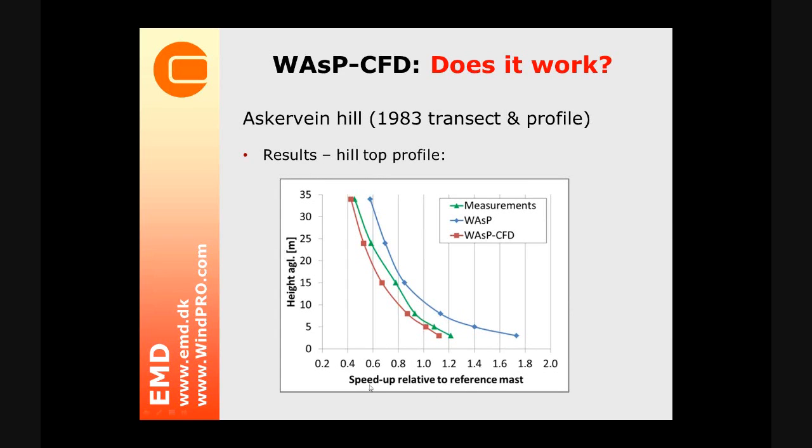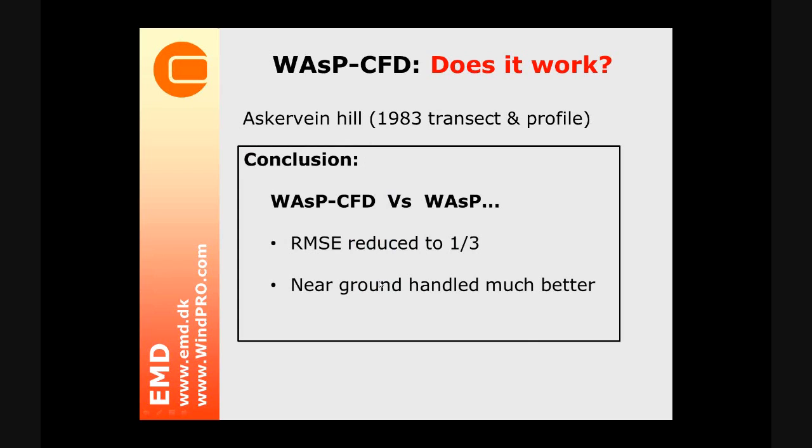We have the speed up relative to the reference mast on the x-axis and the height above ground level on the y-axis. And the measurements are green again. WASP-CFD is the red curve, and WASP is the blue curve. And again, we see a better consistency of WASP-CFD with the measurements.